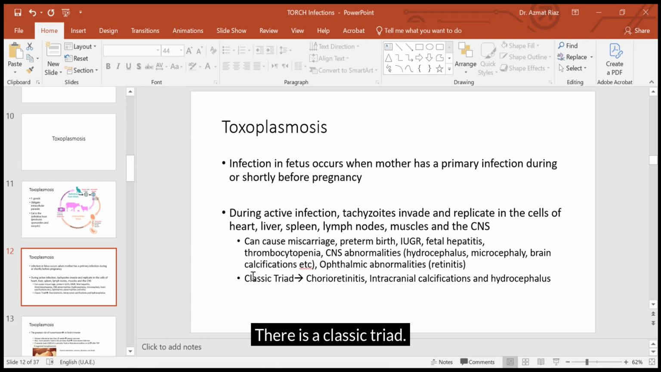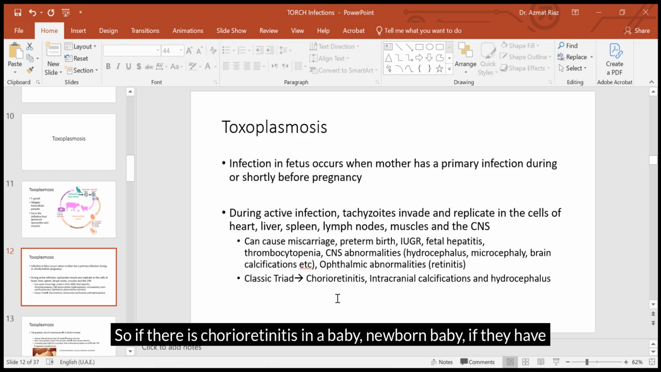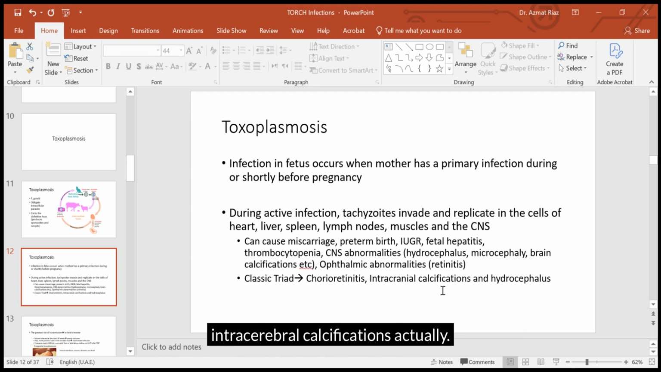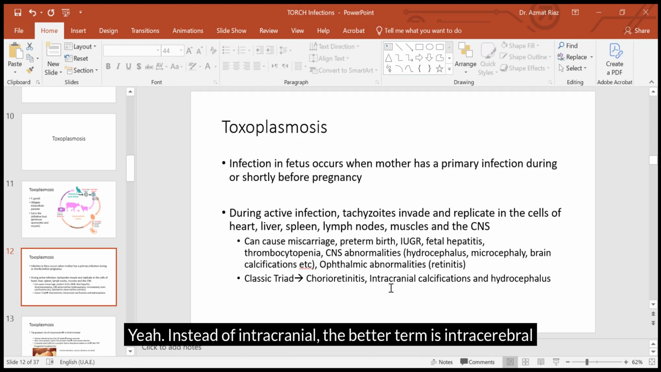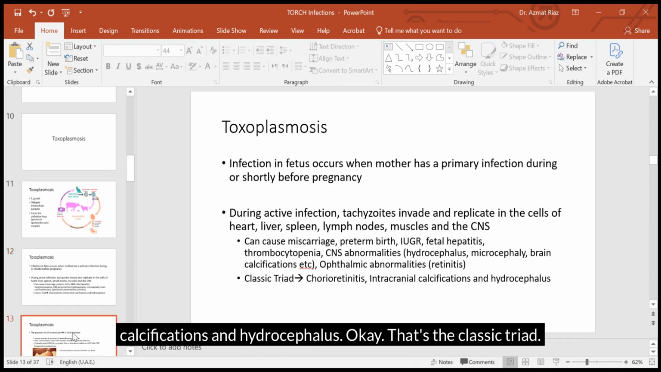There is a classic triad. If a newborn baby has chorioretinitis, and on ultrasound we can see intracerebral calcifications, and hydrocephalus, that's the classic triad. Instead of intracranial, the better term is intracerebral calcifications.